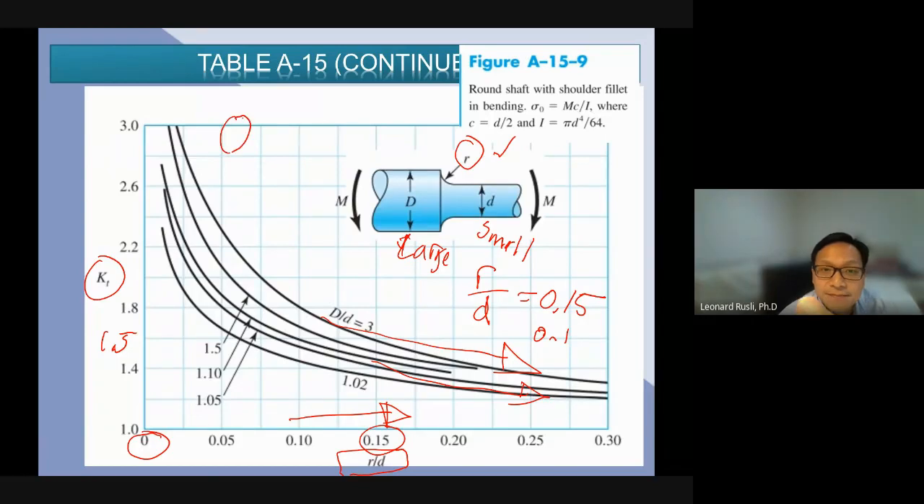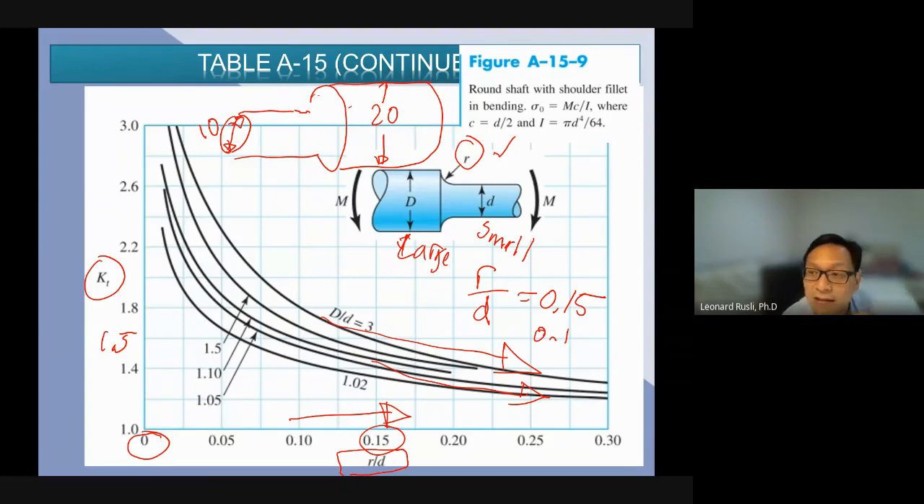Shaft 10 mm, misalnya ini 10 mili, ini 20 mili diameternya. Radius kamu mesti berapa? Kira-kira. Radius fillet kamu ini di sini. Use the chart. Kira-kira paling nggak saya mau remove the worst effect lah.